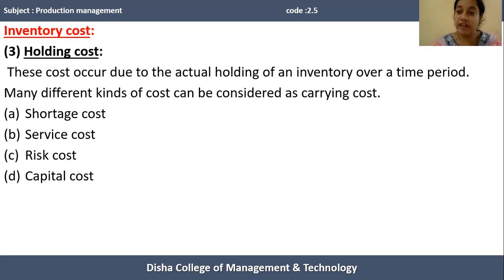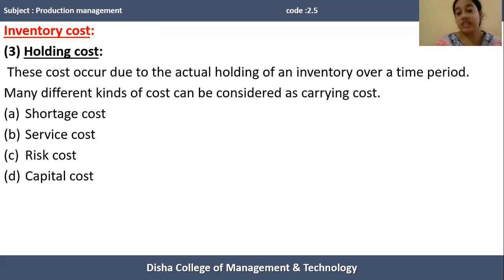Means for storing the actual inventory, whatever the cost the organization or the firm incurs, that cost is known as storage cost. Means for keeping the inventory or storing the inventory, the firm is required to pay the warehouse rent. The firm is required to pay the electricity bill of the warehouses. These costs come under storage cost.